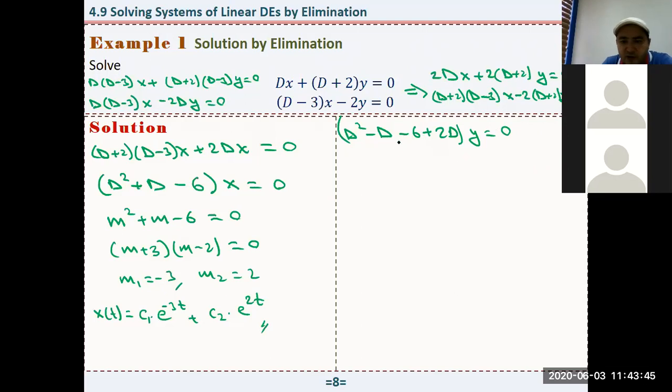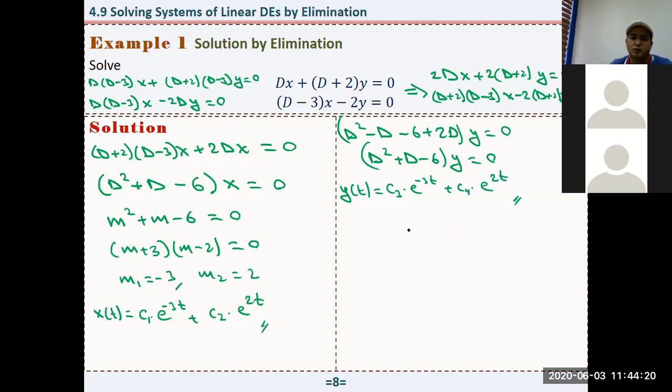And if you simplify this, what do we have here? D squared plus d minus 6 y is equal to 0. Here we have d squared plus d plus c. It's exactly the same, right? It's not always, but of course here in this question it is the same. So here y is only different, and here we can write y of t is equal to c sub 3 e to the power minus 3t plus c sub 4 e to the power 2t. That is the solution of y.